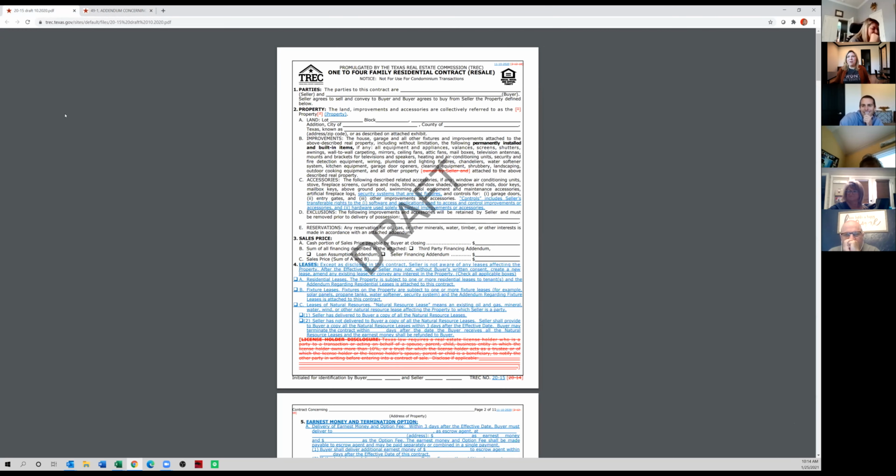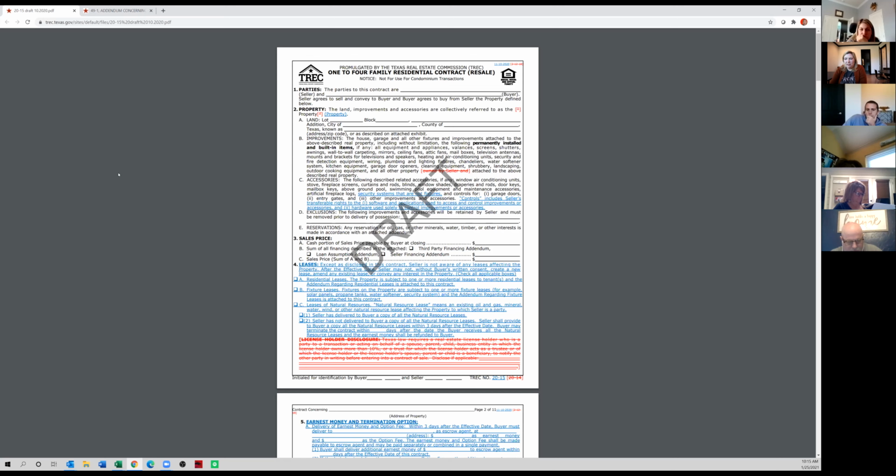All right, so we're going to go back to the main contract and into paragraph 4, leases. Paragraphs 4 and 5 are a lot of the meat of the new stuff in the contract, so we're going to hit a lot of this hard right now. All right, leases. Except as disclosed in this contract, seller is not aware of any leases affecting the property. After the effective date, seller may not, without buyer's written consent, create a new lease, amend any existing lease, or convey any interest in the property. And then check all applicable boxes.